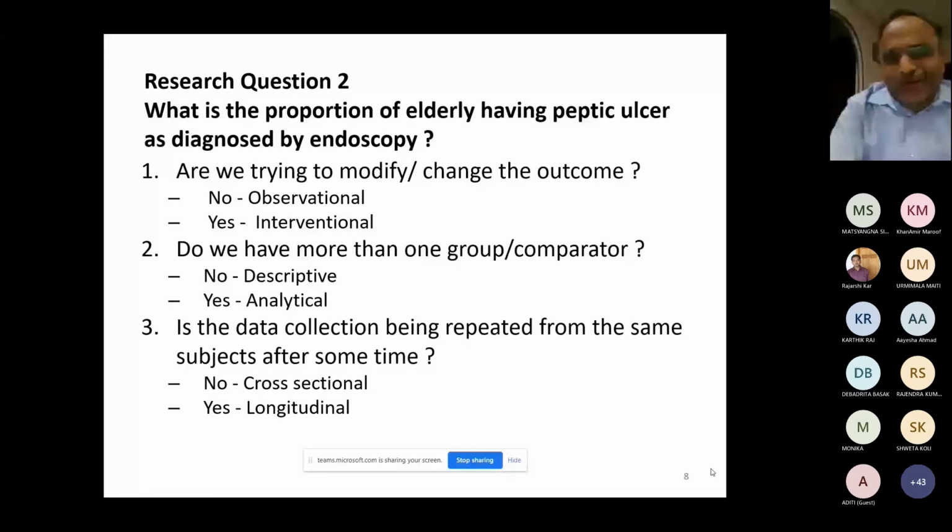So here the answer is no. So this study is observational, not interventional. Now we further go into this. Do we have more than one group or comparator?